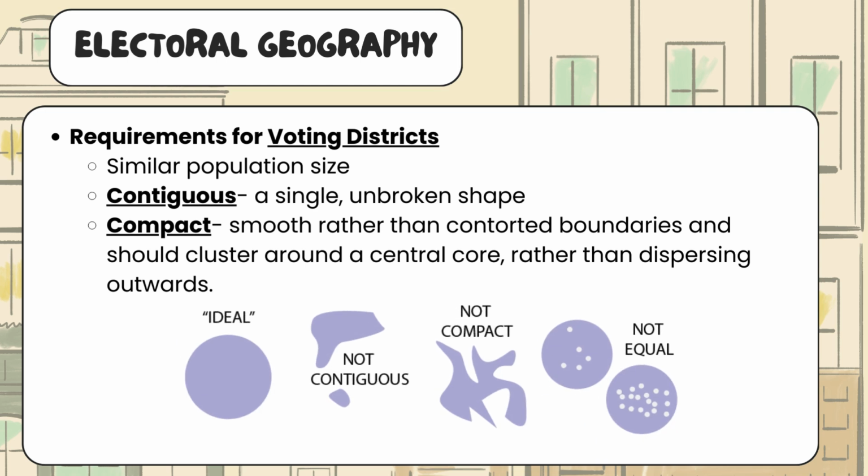In a perfect world, voting districts should be equal in population. No district should have more representation than another. It should be contiguous, and this means that the district must be in one single shape, no weird gaps or islands. And then compact. Boundaries should be smooth and centralized, not stretched into bizarre shapes. But when politicians gerrymander, we end up with districts that look like squiggly puzzle pieces instead of smooth sections.